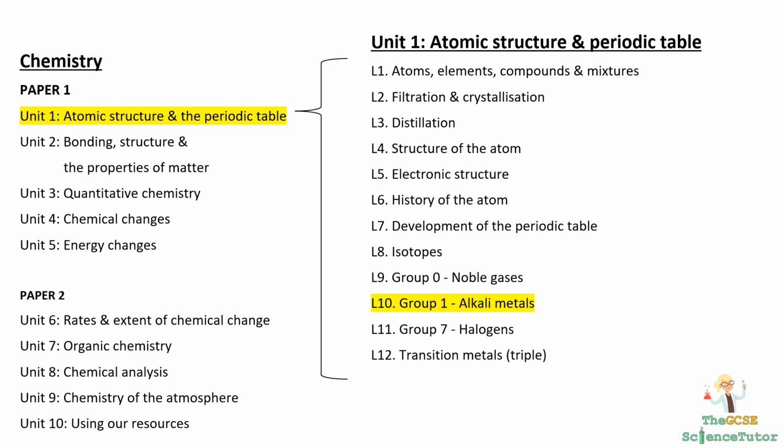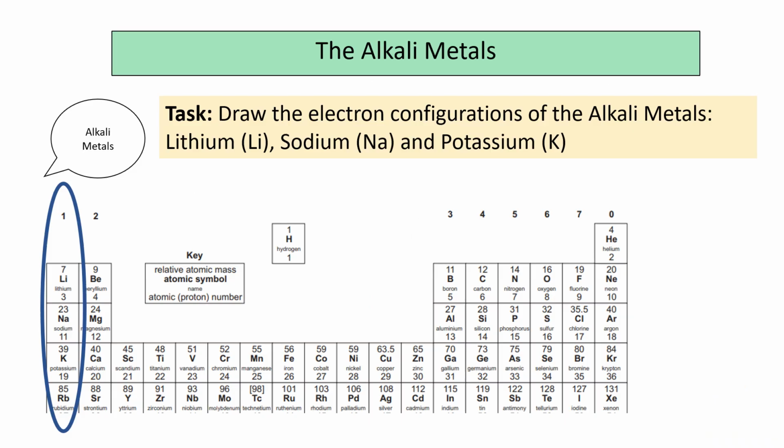Today we're looking at Lesson 10, Group 1, the Alkali Metals. As the name of this lesson suggests, the alkali metals are found in Group 1, or Column 1, of the periodic table.